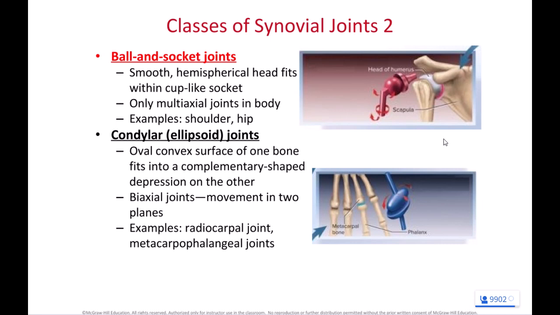We're also going to have condylar joints, also known as ellipsoid joints. A condylar joint is going to be associated with the carpal bones, the interaction of our carpals and metacarpals, and our metacarpals and our phalanges. As we look at these joints, these condylar joints are going to be biaxial joints and allow for movement along 2 axes, or 2 planes of movement, which means you can bend your fingers and you can also crack your knuckles.